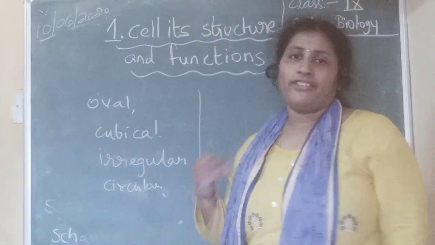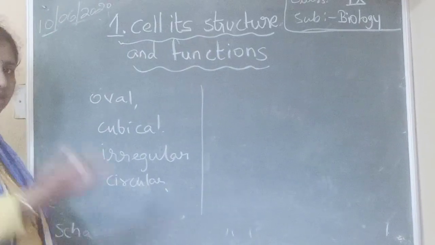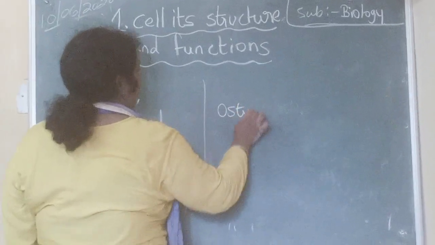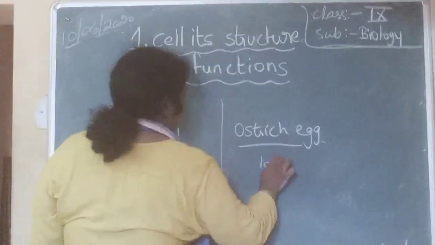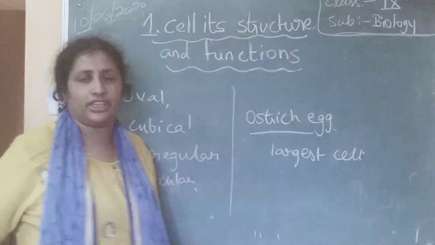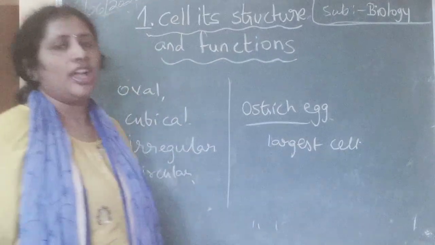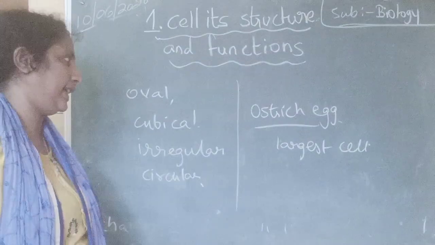But can you tell me which cell you can see with the naked eye? You have studied in your 8th class. Ostrich egg. Ostrich egg is the largest cell, the largest cell which you can see with your naked eye. Most of the cells you can see with the help of microscope only.